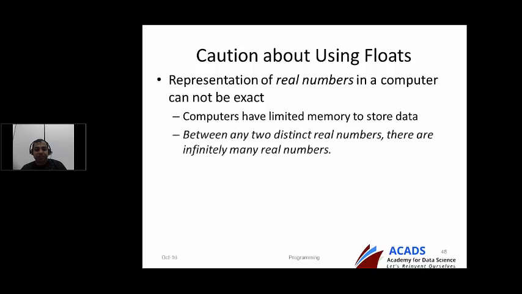So no matter how much memory you have, you cannot represent all real numbers, because this is the basic mathematical fact that take any two distinct real numbers, there are infinitely many real numbers even between two. Whether you take 0.1, 0.2.